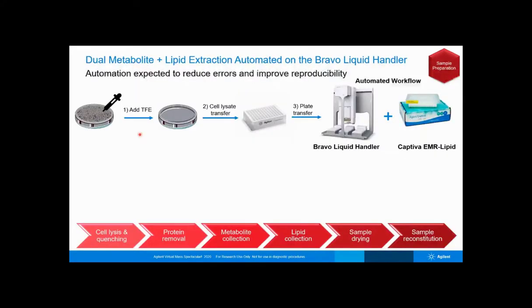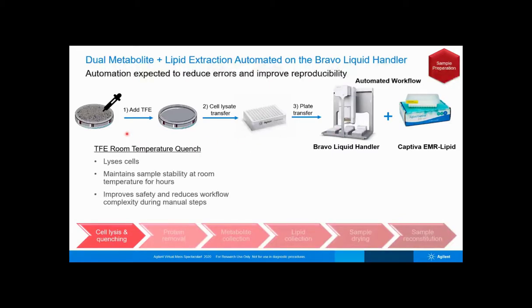As I mentioned in the beginning, the main reason for developing a room temperature metabolism quenching method and a solid phase extraction method for separating metabolites, lipids, and proteins was to make a metabolite plus lipid sample prep workflow for cells that was easily automated. While we haven't yet automated the cell lysis and quenching portion of this workflow, the use of room temperature TFE for cell lysis and metabolism quenching decreases the workflow complexity even when performed manually.